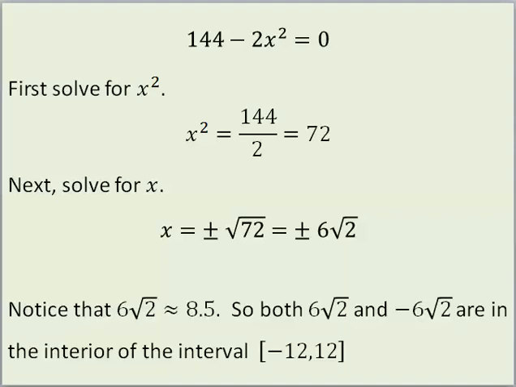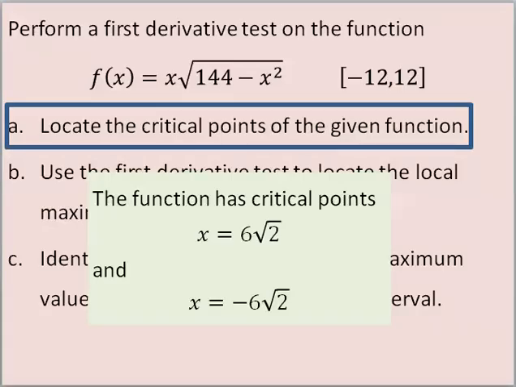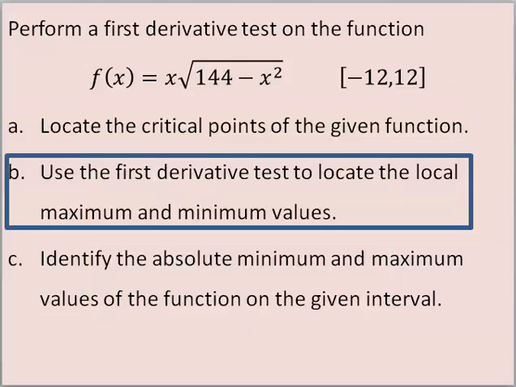Notice that 6 radical 2 is about 8.5. So both 6 radical 2 and negative 6 radical 2 are in the interior of the interval and can be counted as critical points. The function has two critical points, 6 radical 2 and negative 6 radical 2. Next, we use the first derivative test to locate the local max and local min values.